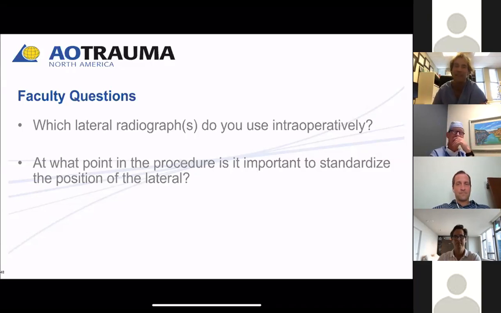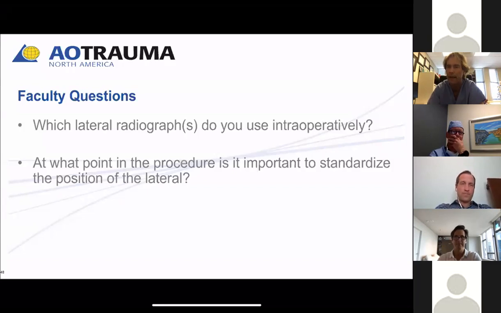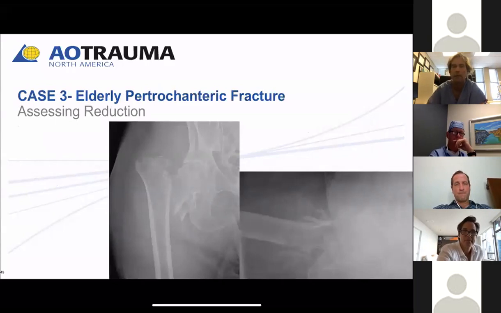Yeah, it's interesting, right? So at what point in the procedure is it important to standardize placement of the lateral? For me, at least, it's the starting point and entrance angle. I have to have that collinear view, just like Tom described, when I'm trying to define the starting point on the lateral. Otherwise, I don't know where I am with respect to the neck. And are you guys all using that for the starting point on the lateral? Yes. Yeah.